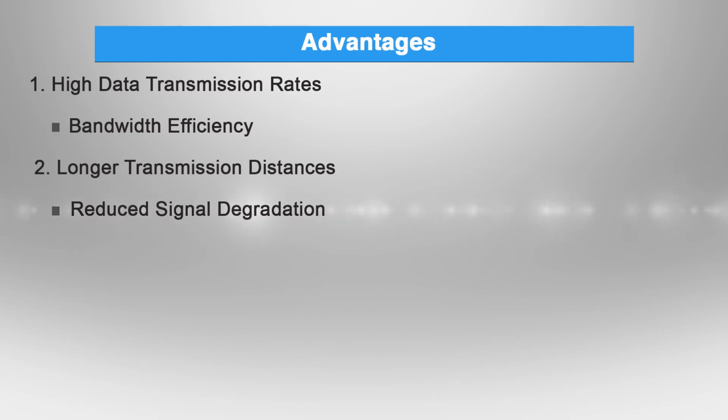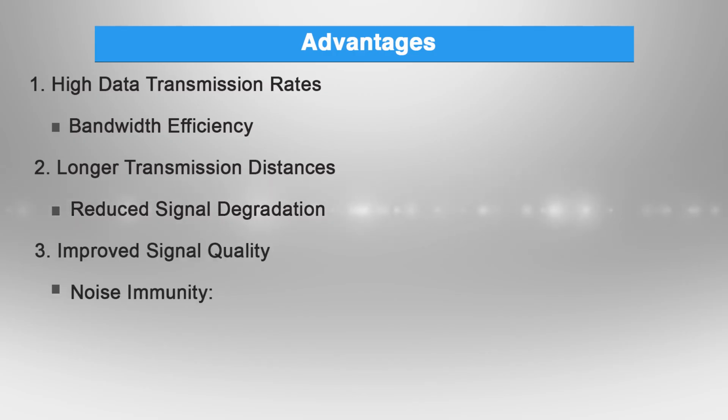The second advantage, and the most important advantage, is longer transmission distance. It means reduced signal degradation. Optical signals, when modulated appropriately, can travel long distances with minimal loss and distortion. This is especially beneficial for long haul communication, where maintaining signal integrity over vast distances is crucial.